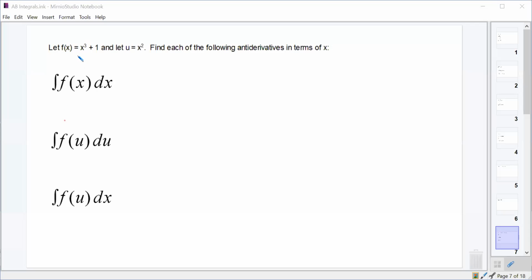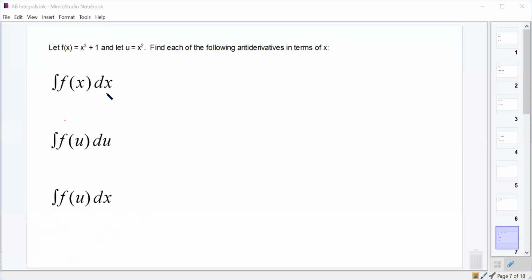So we're going to have one function, f of x, which is x cubed plus 1. And we're going to have another function, u, which is equal to x squared. And we are going to try to find each of these three antiderivatives, or these three integrals. And we're going to put all of our final answers in terms of x. But you should hopefully note that all three of these integrals, while they are similar and related to each other, are all a little bit different, right?